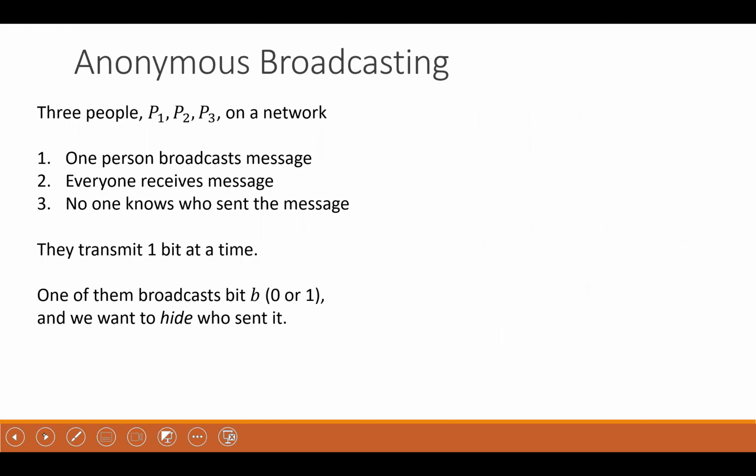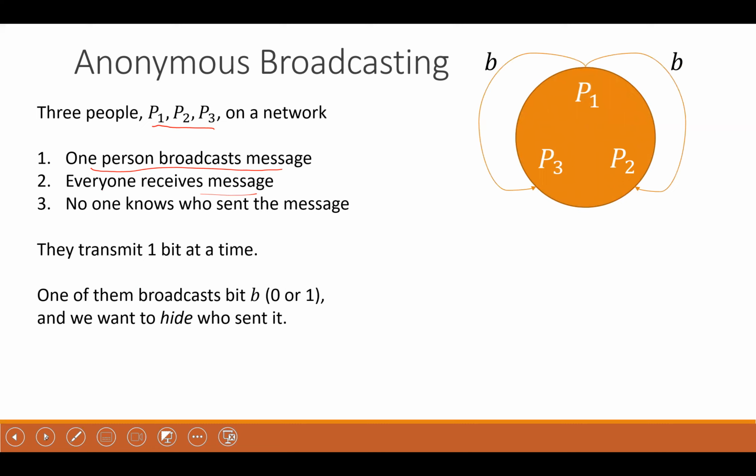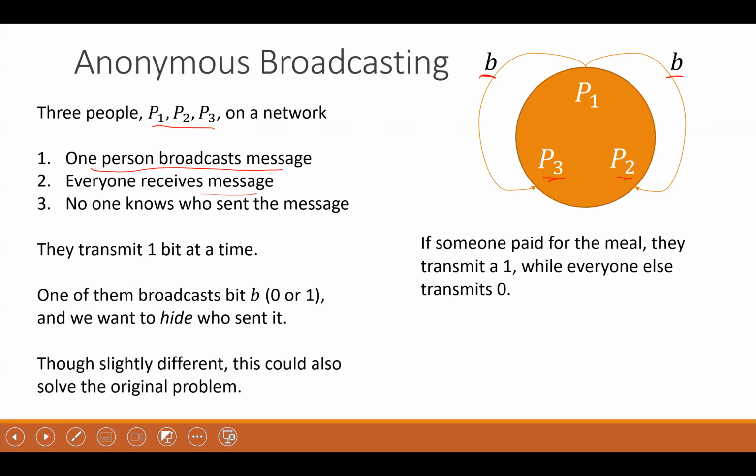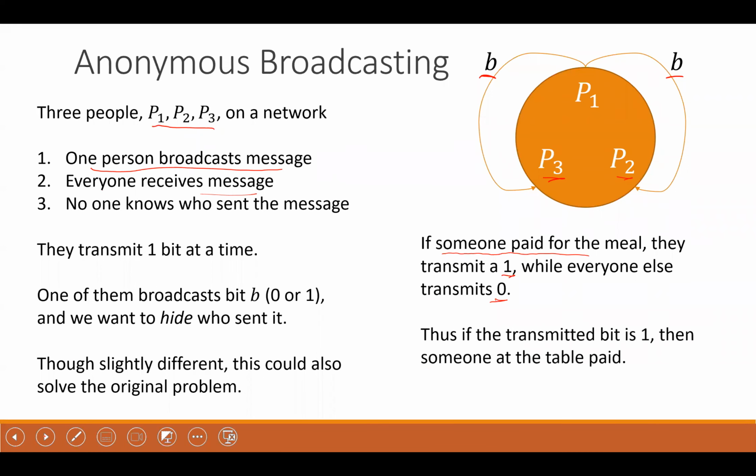So here's the problem. We have 3 people, P1, P2, P3, on a network. One person broadcasts a message. Everyone receives it, but nobody can figure out who sent it. In our example here, P1 wants to send this bit B. He wants P3 and P2 to receive this bit and not know that it was from P1. If we're back to the dining cryptographers, if someone paid for the meal, they're going to transmit a 1, and everyone else will transmit a 0. So if a 1 is communicated, that means somebody at the table has paid. If nobody transmits a 1, then the NSA has paid. So that's the problem. Everybody understand the problem? Okay.